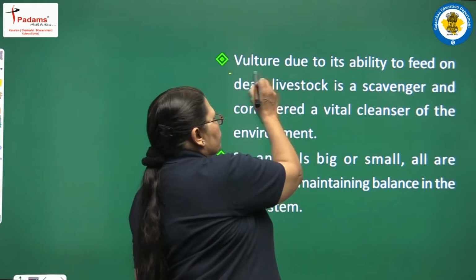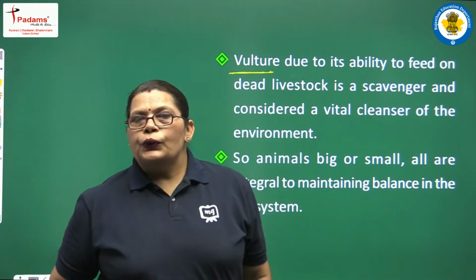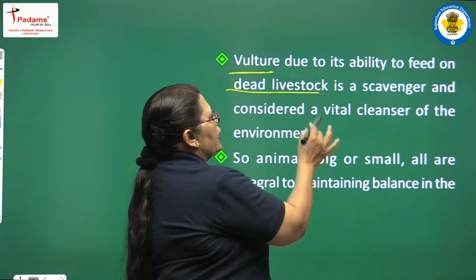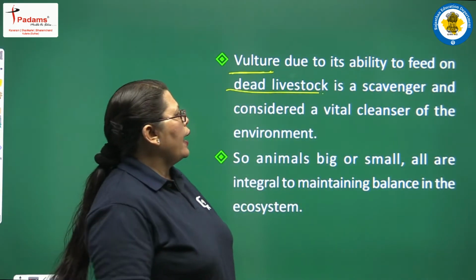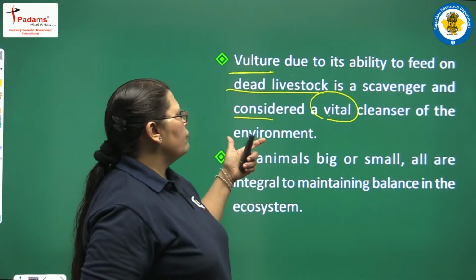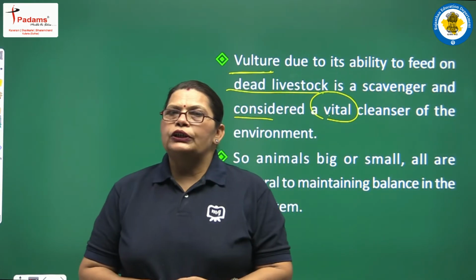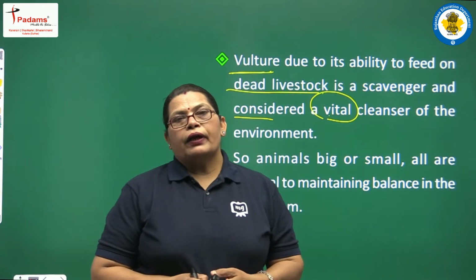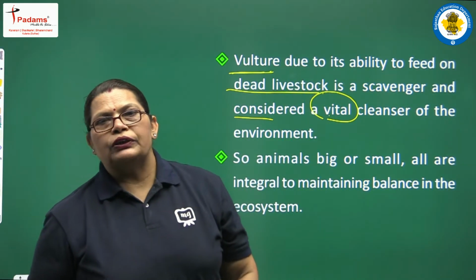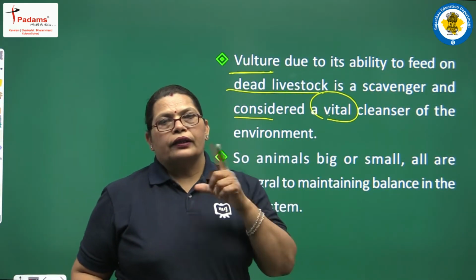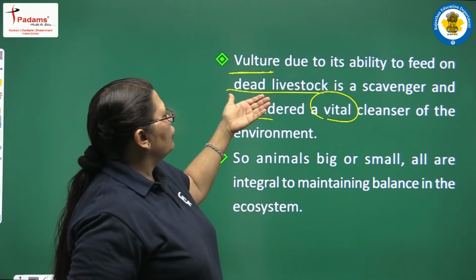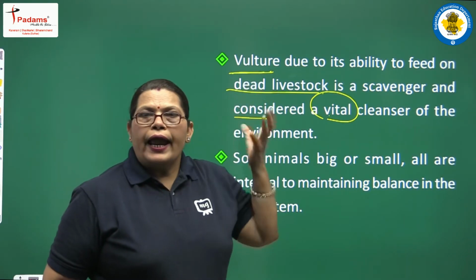See here, the vulture, due to its ability to feed on dead livestock, is a scavenger and considered a vital cleanser of the environment. You know what this vulture is? जिसके लिए हम कहते हैं कि बहुत दूर से इनको पहचान हो जाती है अपने शिकारी, जो ये शिकार करते हैं उसकी. See here, these vultures feed only and only on dead livestock.